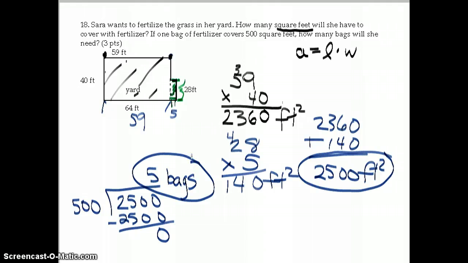Okay, so this is the type of problem where we're finding the area of an L-shaped figure. Okay, we divided it in this case into two rectangles so that we could then use our formula of area equals length times width. It's not the only way to do the problem, but it's a really good way in this case.